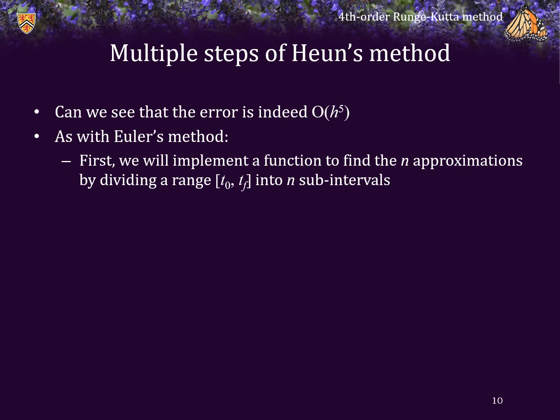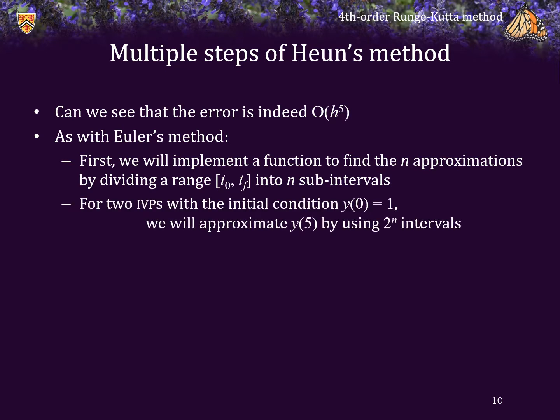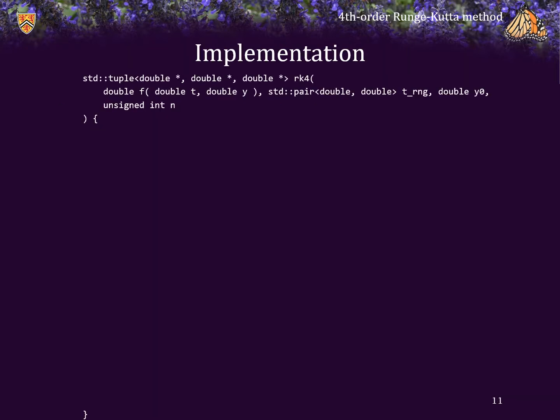All right. As before, we note that the error is order h to the 5 for a single step. But as with Euler and Heun's method, we want to approximate the solution along an interval, and therefore we will divide a larger interval into n subintervals. And so now we will look at two initial value problems with initial conditions y naught is equal to 1, and we will approximate y at 5 using 2 to the n intervals. However, before we do that, we have to look at our implementation in C++.